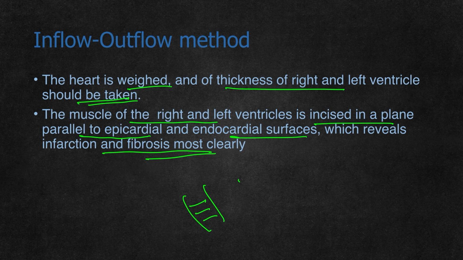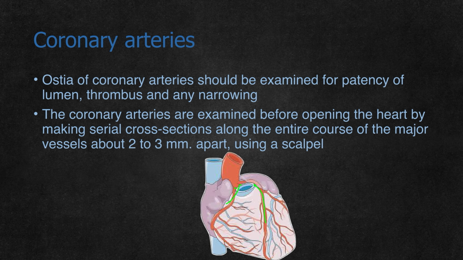As the anatomy of the coronaries varies, there is usually a main trunk of the left coronary artery which soon bifurcates into the circumflex branch and the anterior descending branch. So this is the circumflex branch which circles the arch, and this is the descending branch. The ostia of the coronary arteries should be examined for patency, lumen, thrombosis, or any narrowing. The coronary arteries are examined before opening the heart by making serial cross sections along the entire course of the major vessels, about 2 to 3 mm apart, using a scalpel.